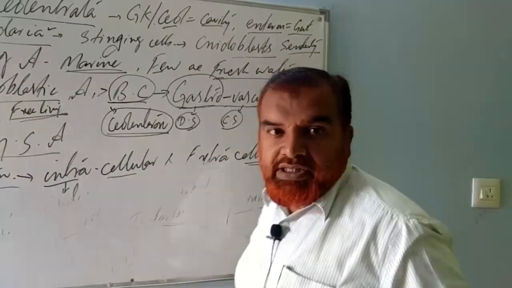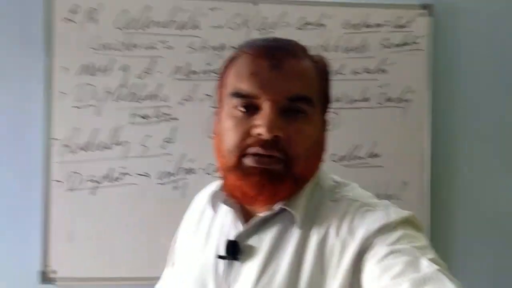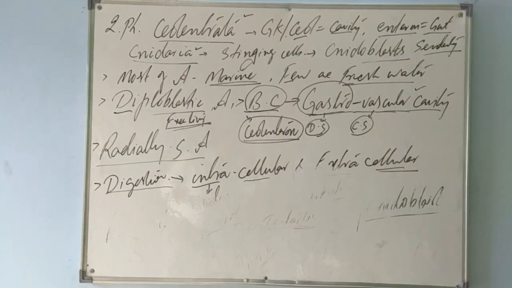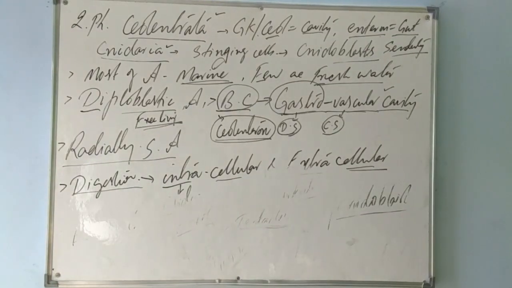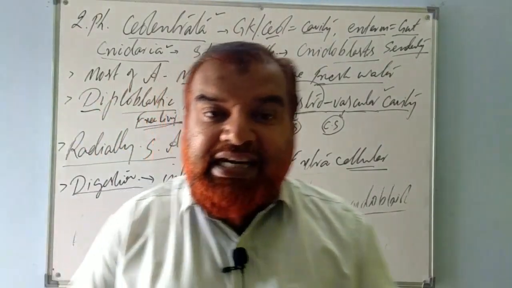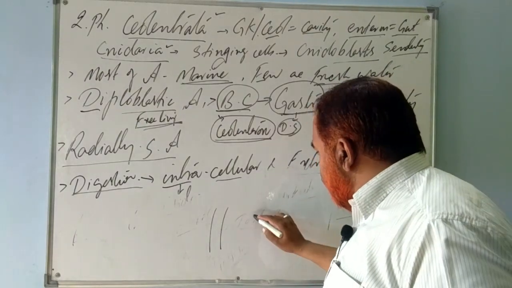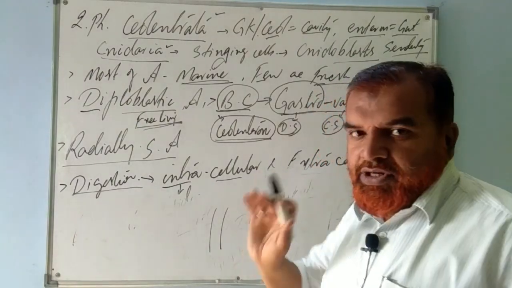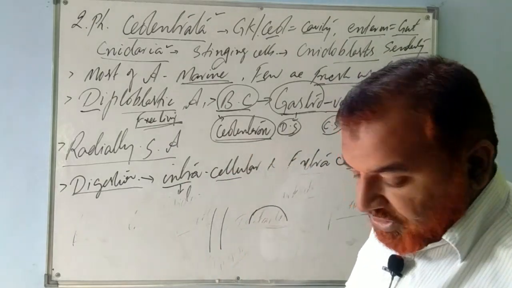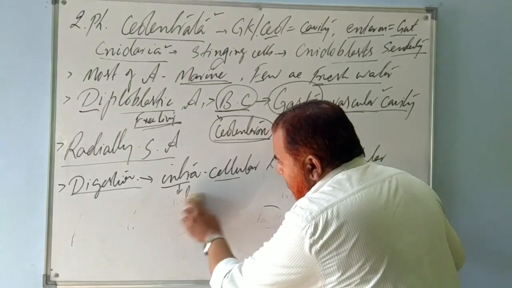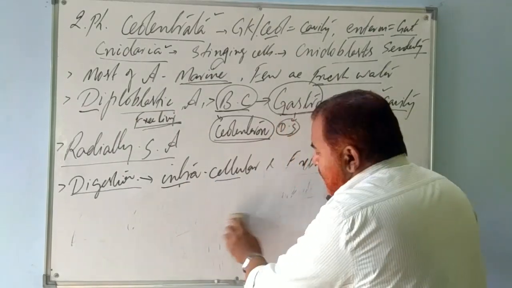One type of body is cylindrical, long. The other shape is dome shape, umbrella shape. So these animals have two structures, and they also reproduce by two types.